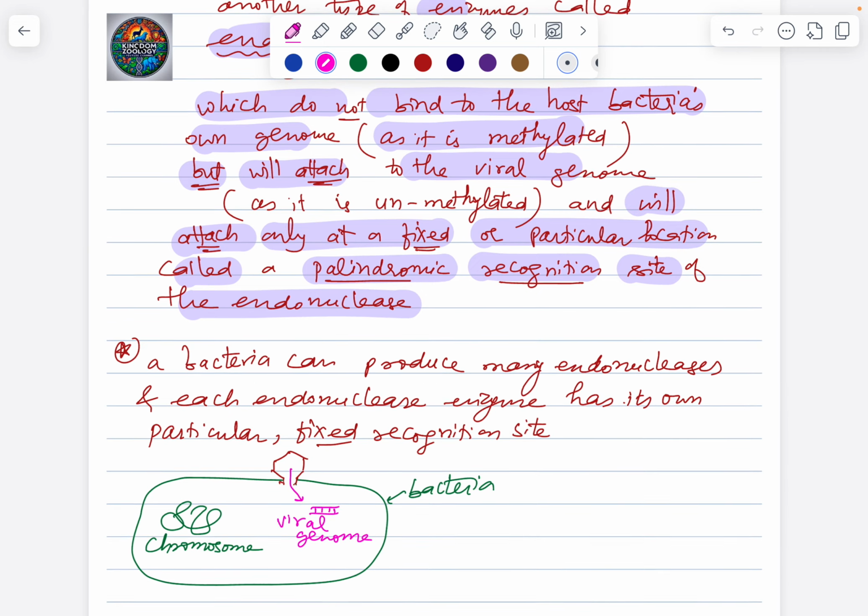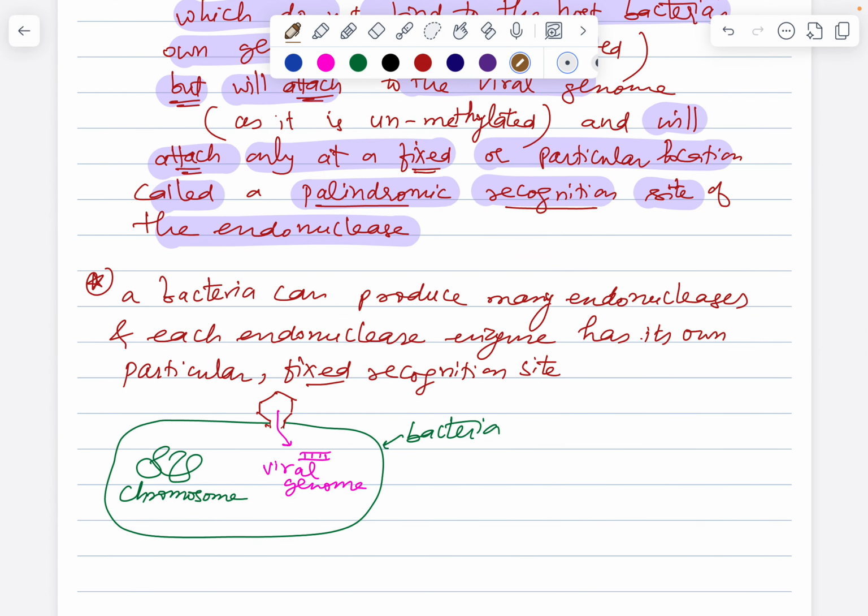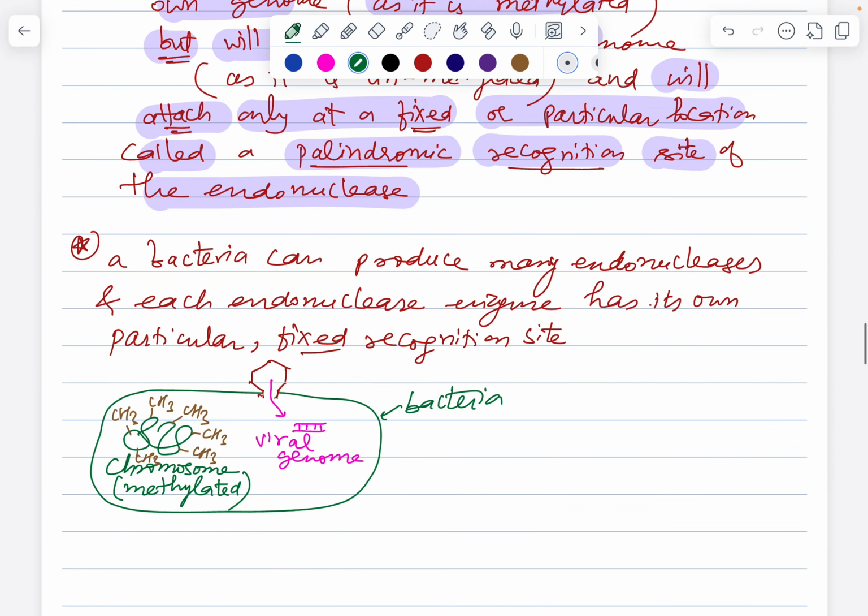This is what Arbor was studying, that what will the bacteria do now? So it's a very simple thing. What the bacteria does is produces methylase enzyme, and methylase enzyme we can notice is adding methyl group to what? The bacteria's own chromosome. The chromosome is methylated by methylase enzyme. But is the viral genome also methylated? No. So now the bacteria produces certain enzymes called endonuclease enzymes.